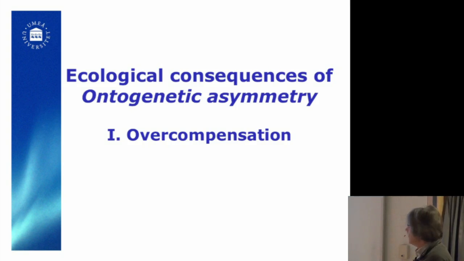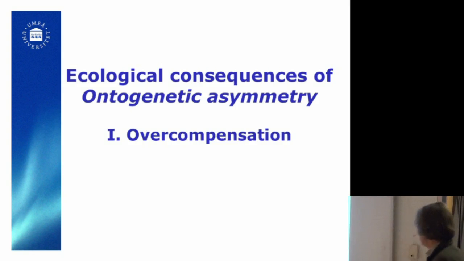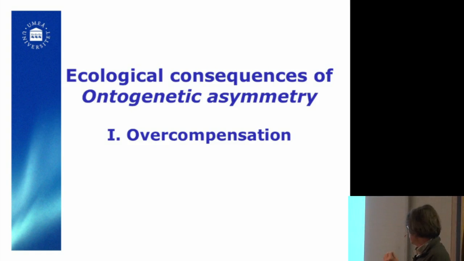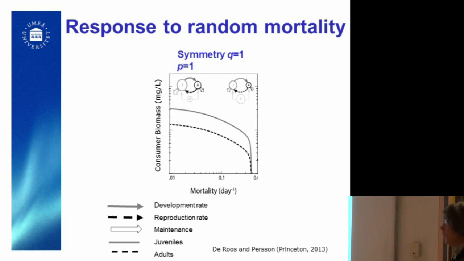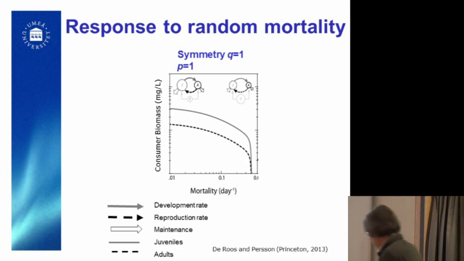So much for that. Now I have defined what is ontogenetic asymmetry and symmetry. What are the implications? Are there any? Well, I will consider 3 of them. The first is a basic one, and that's what I call overcompensation. What do we mean by overcompensation?